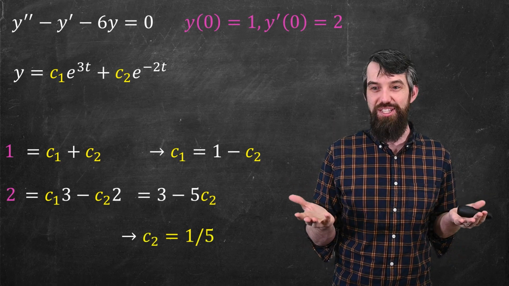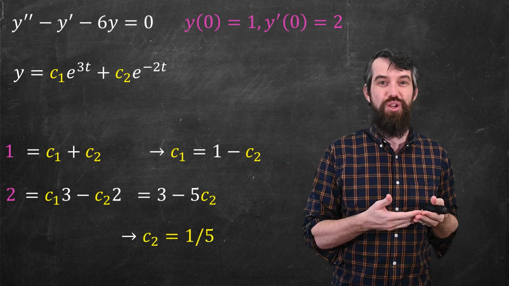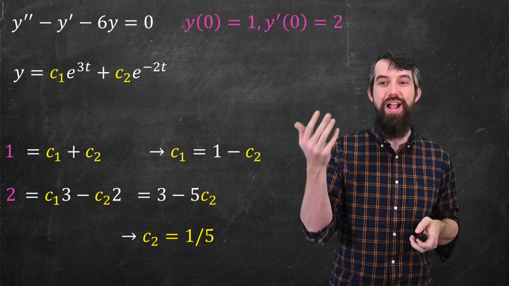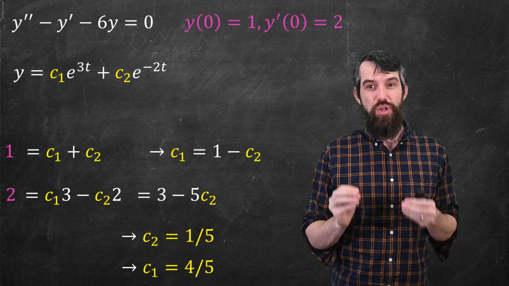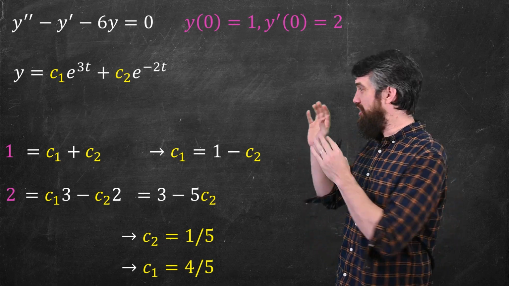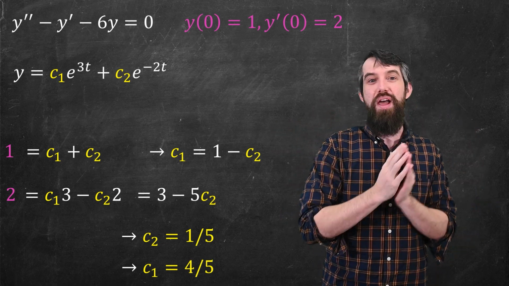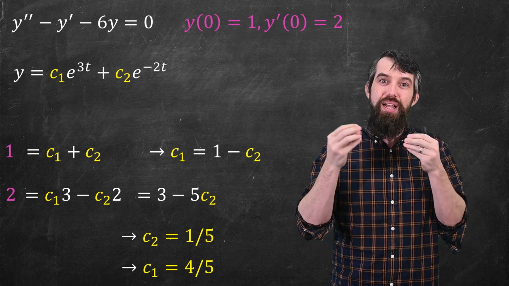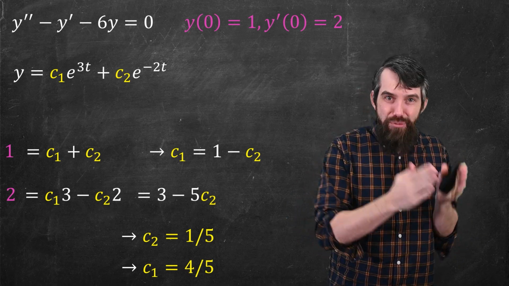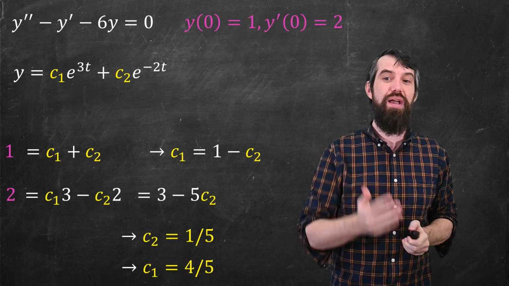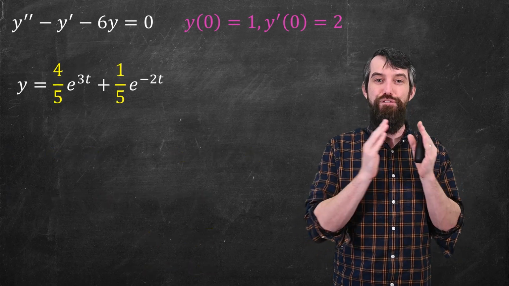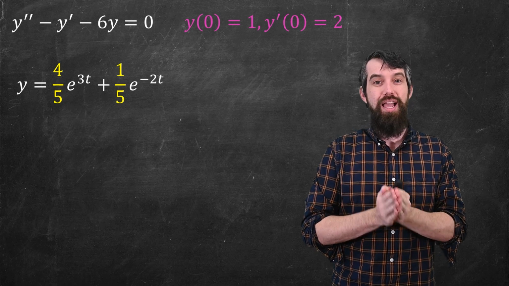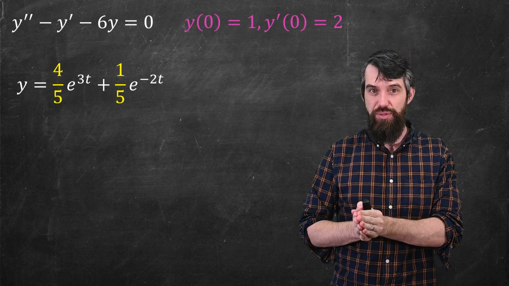And as soon as I know what C2 is, I can look back at my previous equation that C1 was 1 minus C2, and thus my C1 is 4/5. So I've now solved my two constants. In my general solution, it was a C1 e to the 3t and a C2 e to the minus 2t. But I now know what C1 and C2 are. I can just plug them in, and so my final answer to this initial value problem is 4/5 e to the 3t and 1/5 e to the minus 2t.